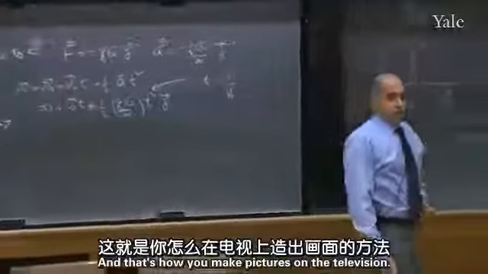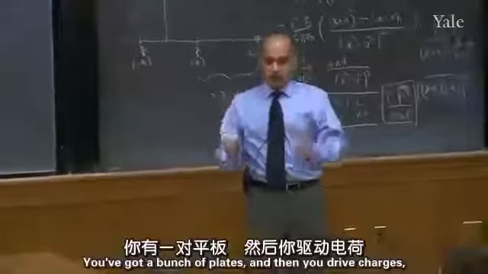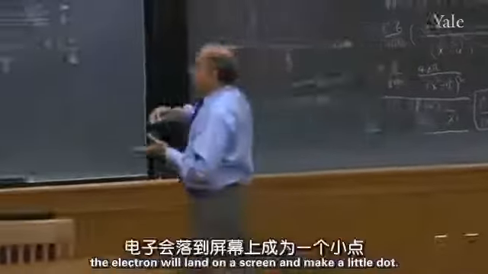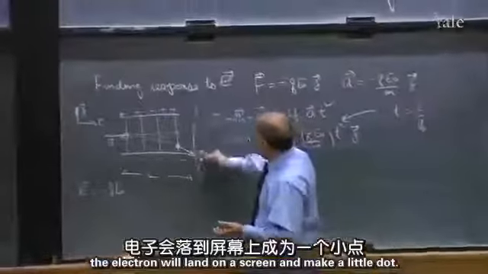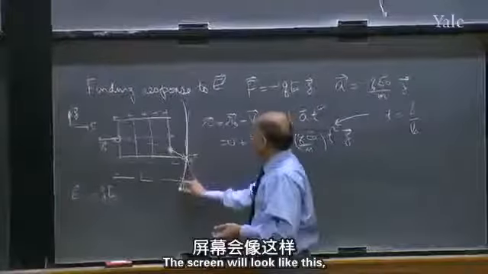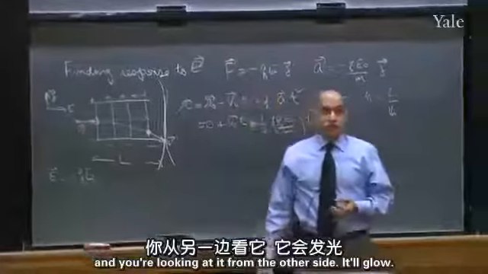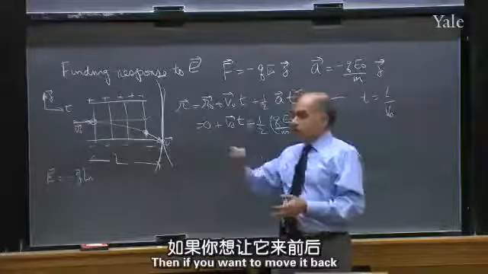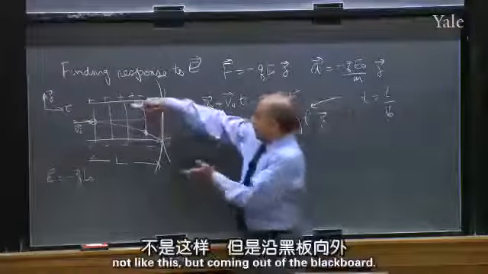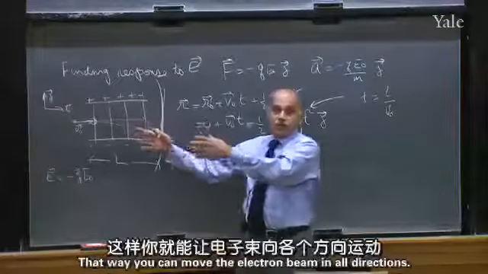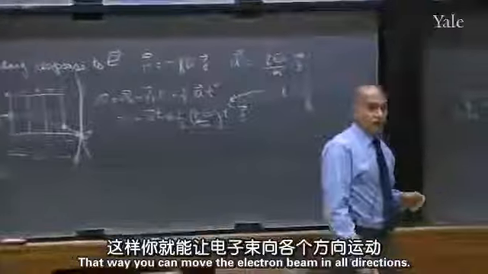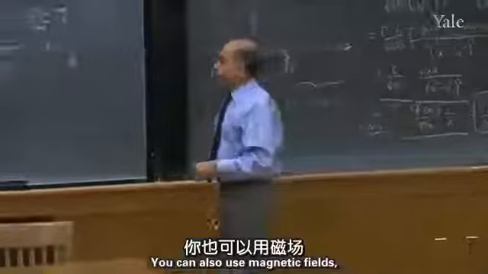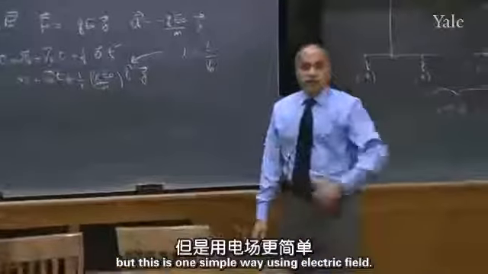And that's how you make pictures on the television. You got a bunch of plates, then you drive charges, and if you apply the right electric field, the electron will land on a screen and make a little dot. The screen will look like this, and you're looking at it from the other side. It will glow. Then you want the dot to move up and down, you can move the voltage. Then if you want to move it back and forth, you've got to put another set of plates, not like this, but coming out of the blackboard. That way you can move the electron beam in all directions. That's how you scan the television screen. You can also use magnetic fields, but this is one simple way using electric field.